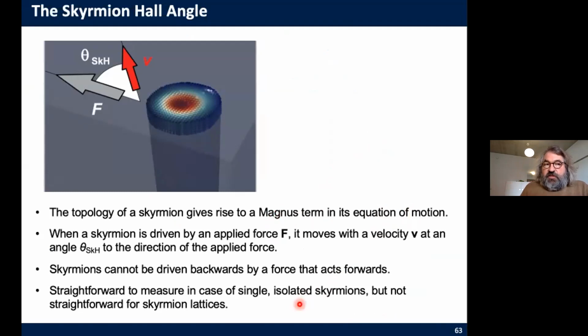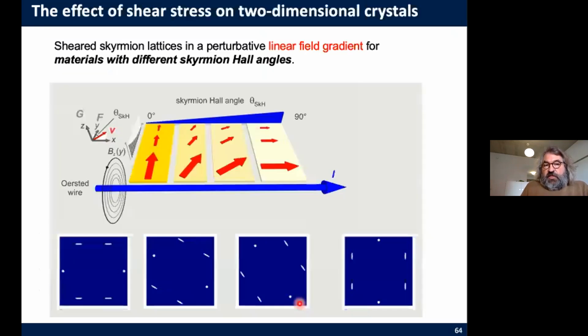So in heterostructures, you usually have single skyrmions. That's easy. You pulse them and you observe where they started off from and where they end up, and then you can trace them and do statistics on that. That doesn't work for lattices. So what we've done, we attach an Ørsted wire. In the Ørsted wire, we create a linear field gradient. Here are several systems shown with different, increasing skyrmion Hall angle.